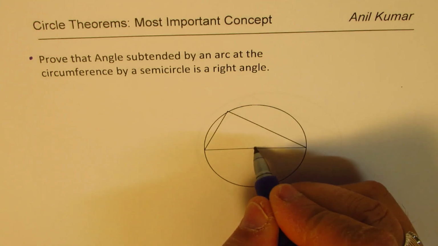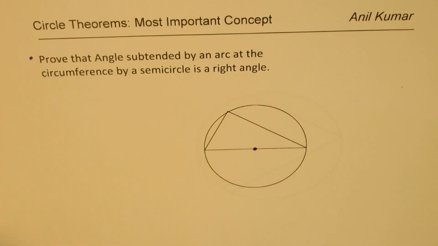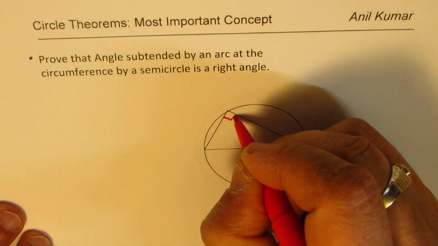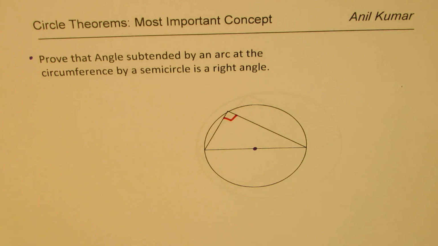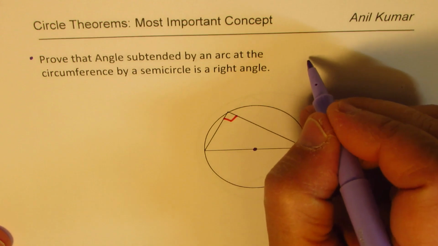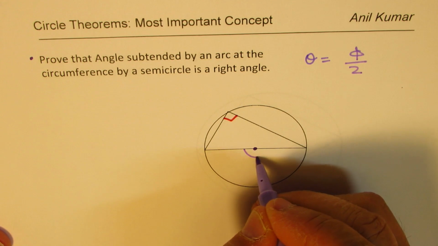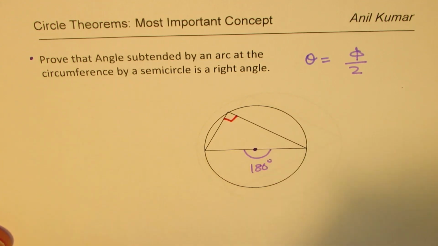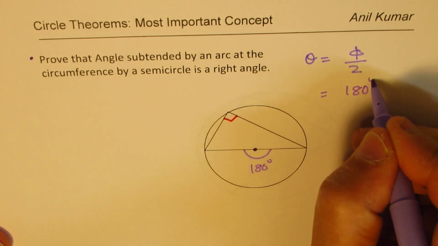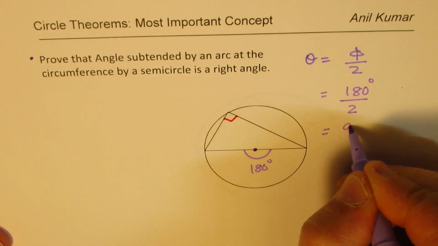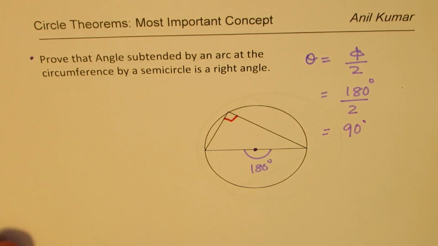So if this is a semicircle, then the center lies on it. And we are trying to say that this angle here should be a right angle. Correct? That is what we want to prove. Well, you could actually draw the conclusion from the previous step. That is, we know this angle theta should be equal to phi divided by 2. And this is a straight line, which is 180 degrees. So it has to be 180 degrees divided by 2, which is equal to 90 degrees. Well, that is one way to do it.